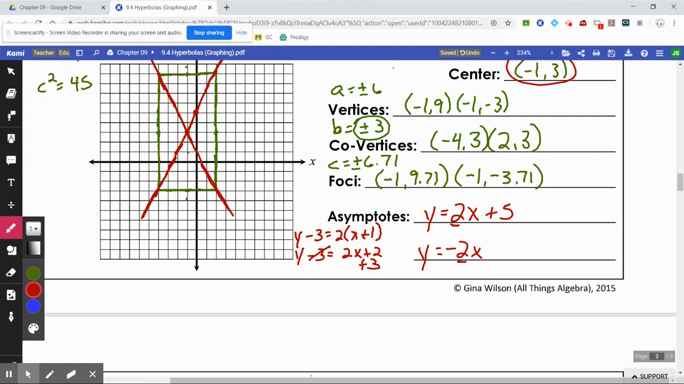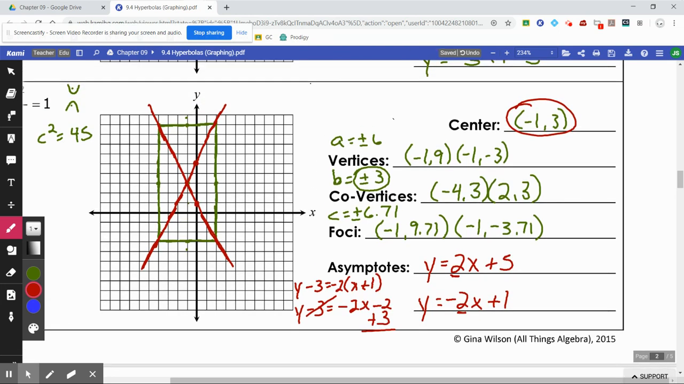Looks good. Our second asymptote line also passes through the point negative 1, 3, but has a slope of negative 2. So you have y minus 3 equals distributive negative 2x minus 2. To get rid of minus 3, we're going to do plus 3. And that gives me my second asymptote line is y equals negative 2x plus 1. And that looks good as well. So there's your two asymptote equations.